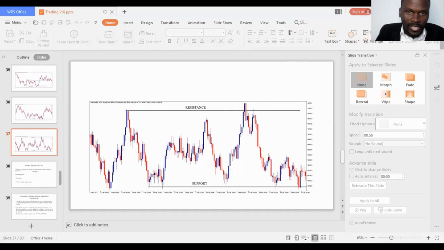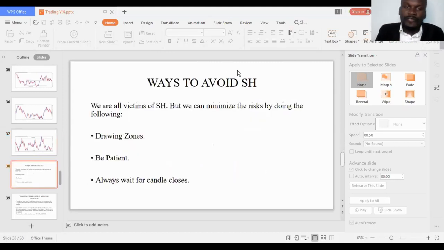So then, ways to prevent stop hunts. We are all victims of stop hunts. There are certain times where it's something that you can't just run away from. We're all victims. So you can minimize the risk of being stopped out by, one, draw zones, like I said, draw zones correctly so that you don't get stopped out. Then two, be patient, guys, be patient.